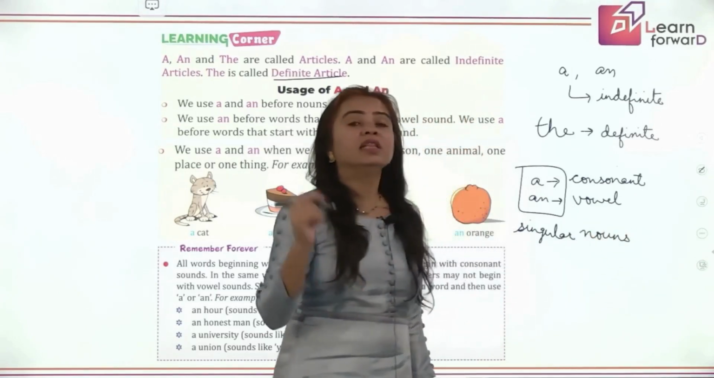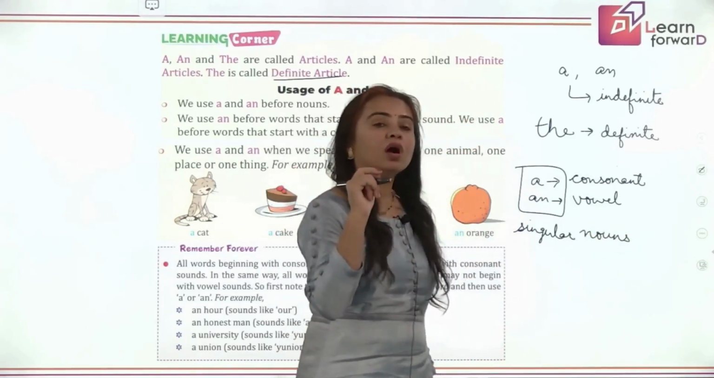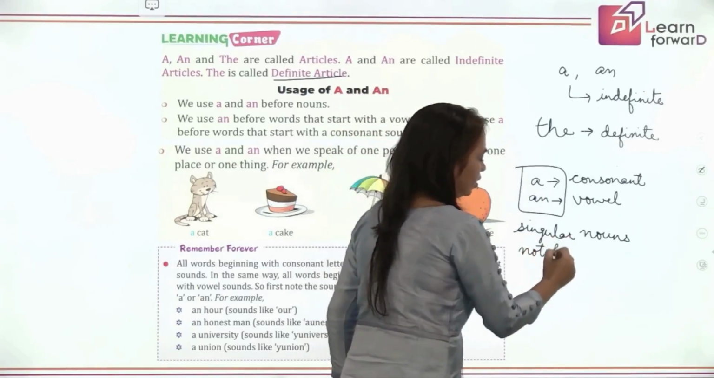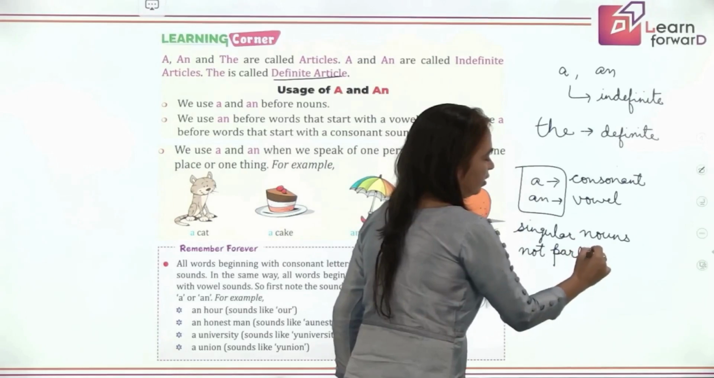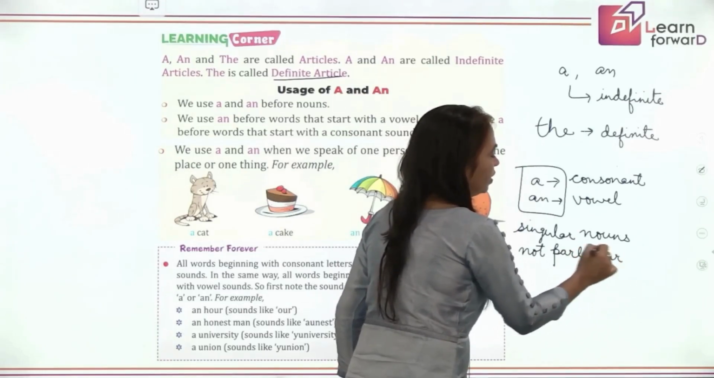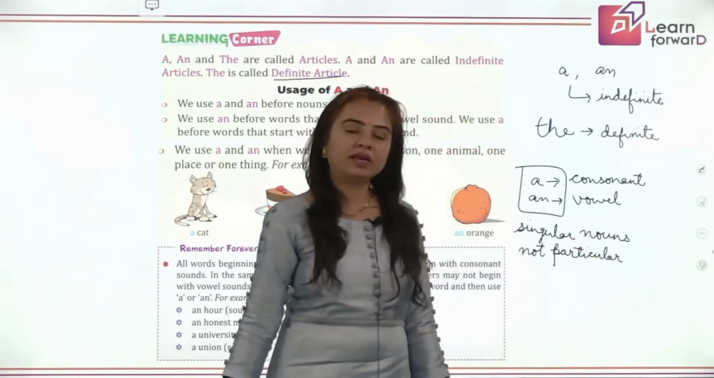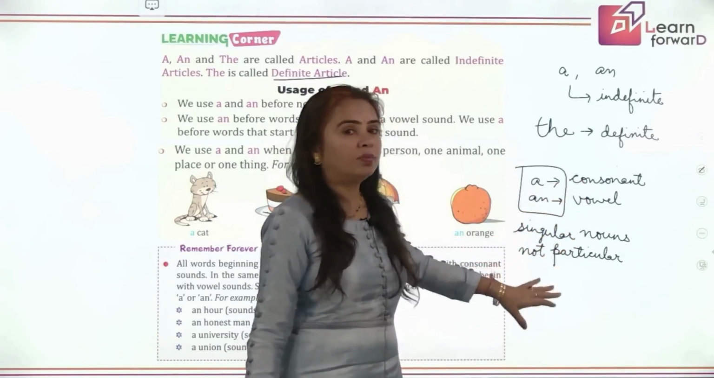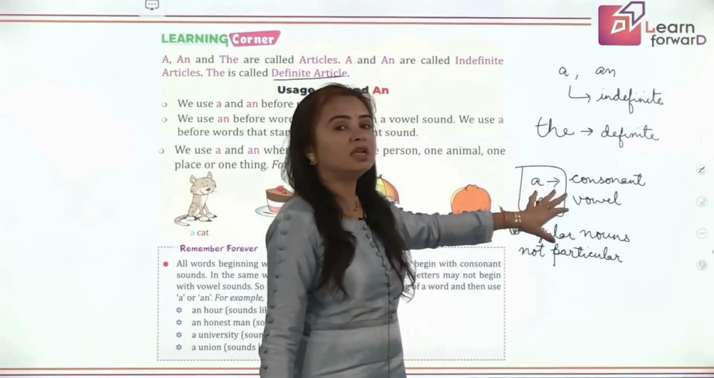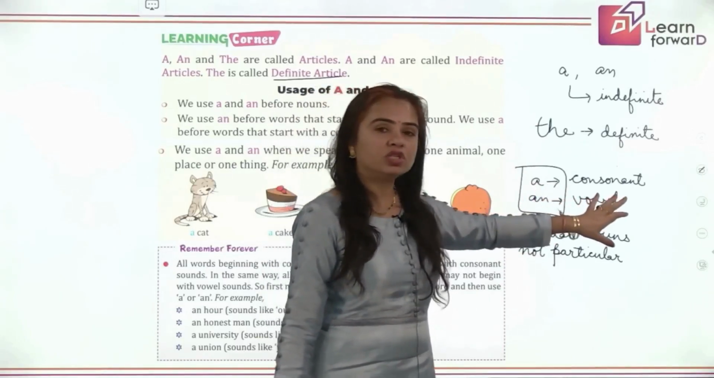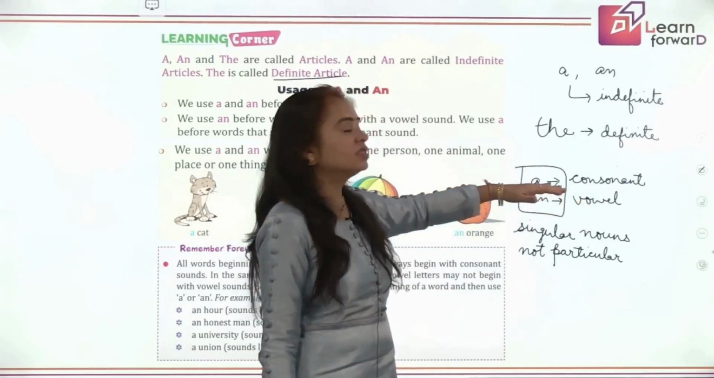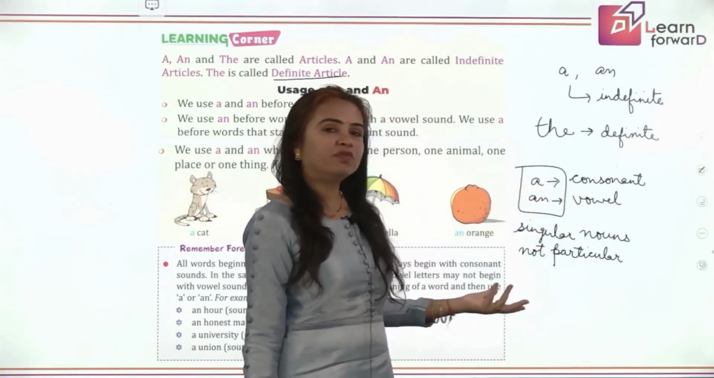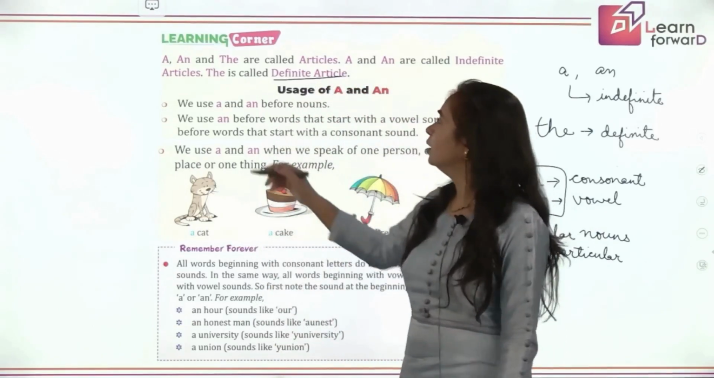Second thing is, in this we talk about indefinite. That means not particular, not specific, right? So they are not particular nouns, right? And after that we need to see, first thing is singular nouns, not particular. So what you have to see is whether the initial sound is a consonant sound. If it is, a will come. If it is a vowel sound, an will come. That's the only difference.